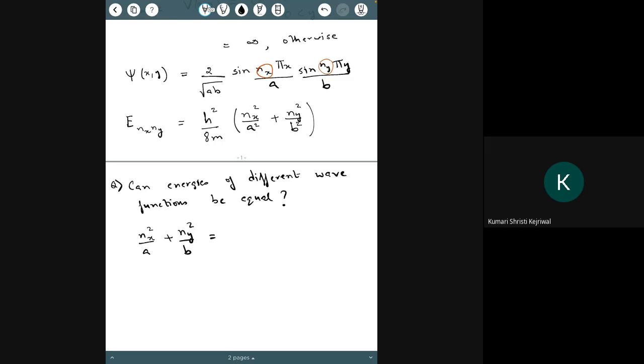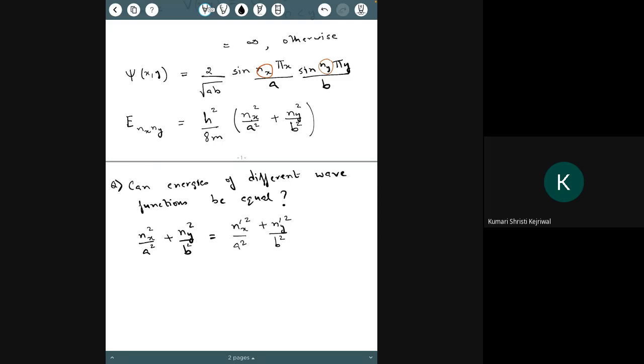The wave function has a, right? Yes, of course. This should be squared. It is equal to some other set of numbers by a squared, by b squared. So if these two are equal, but the numbers nx and nx prime are different and the numbers ny and ny prime are different, then your wave functions will be different, but the energies will be the same.